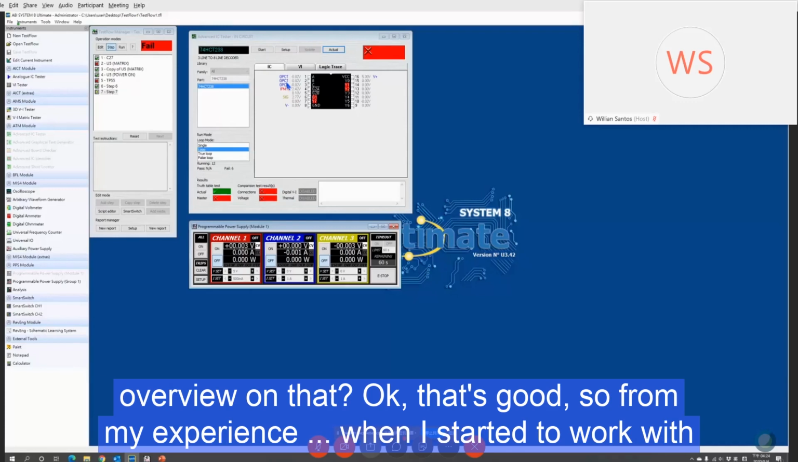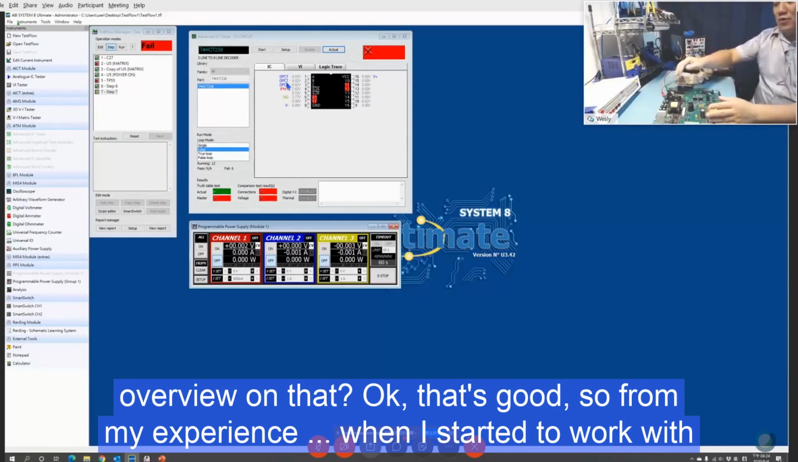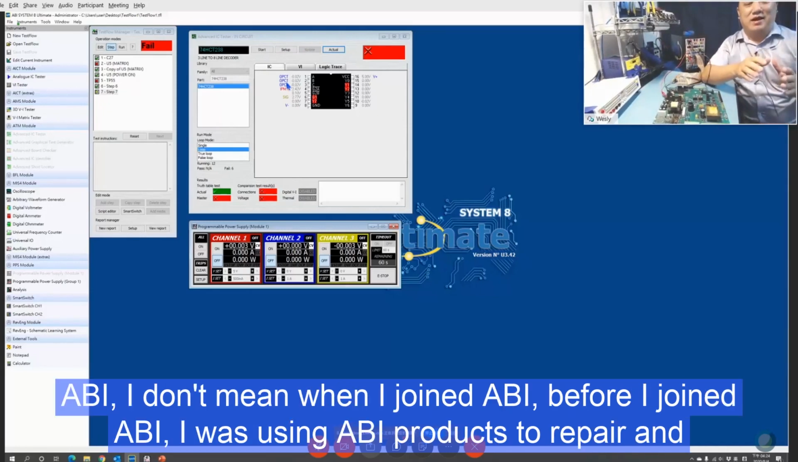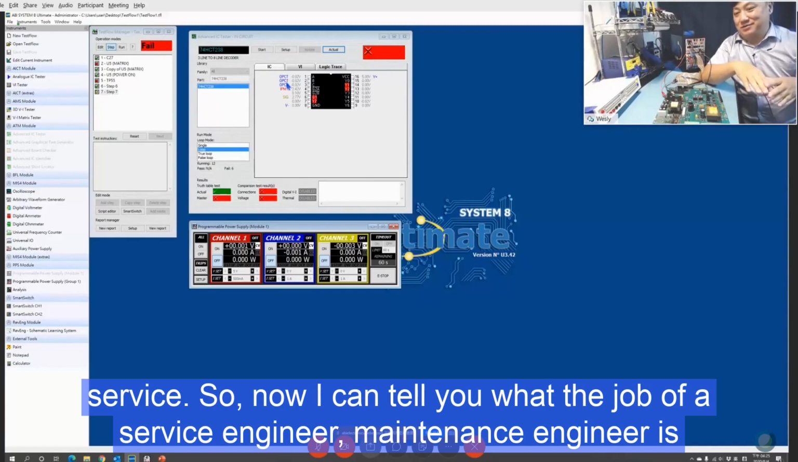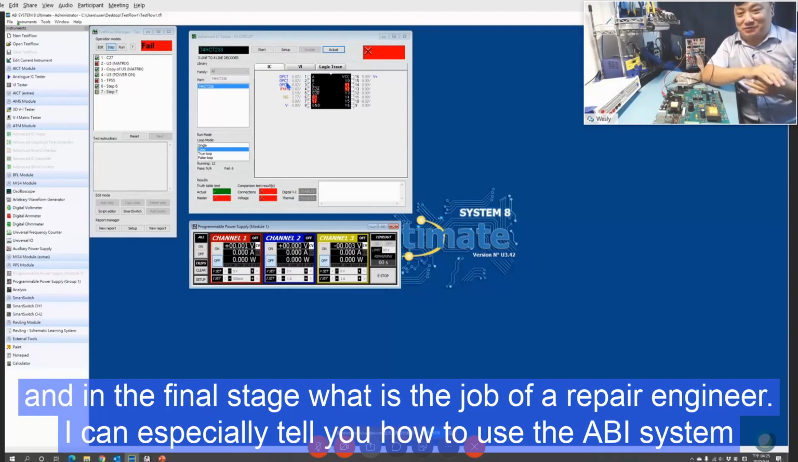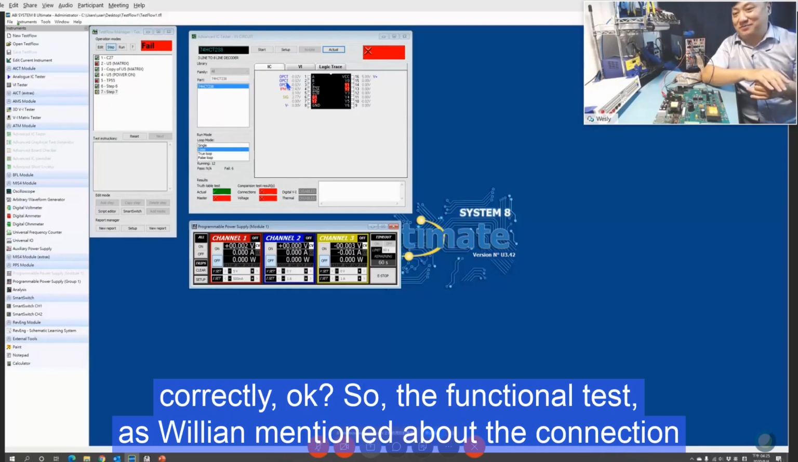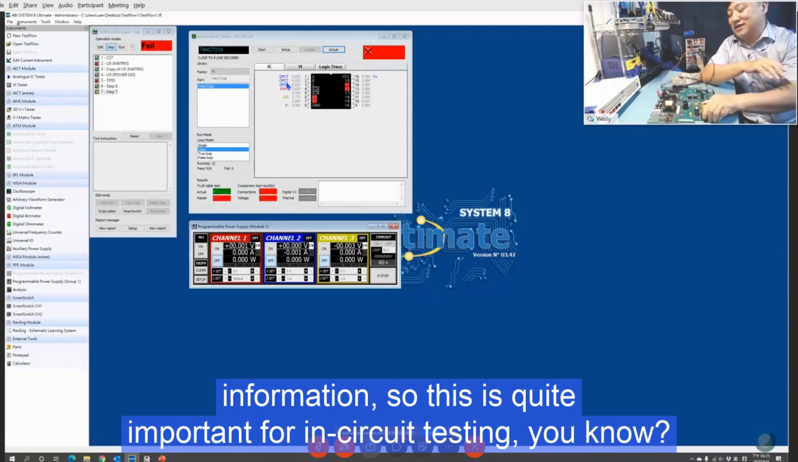Okay, that's good. From my experience, before I joined ABI, I was using the ABI product to repair and service. So that's why I can tell you what a service engineer is, what a maintenance engineer is, and in the final stage, what a repair engineer is. And especially, I can tell you how to use the ABI system correctly. For the functional testing, just what I mentioned about the connection information, I can say that.